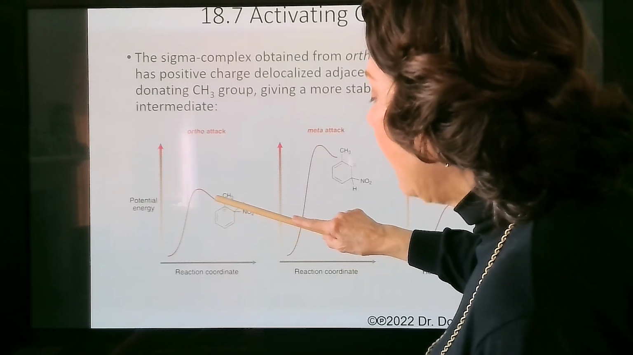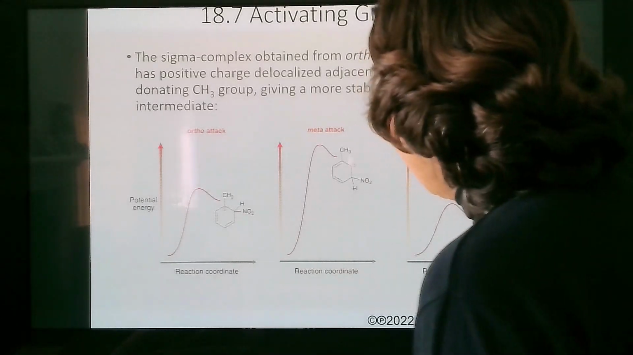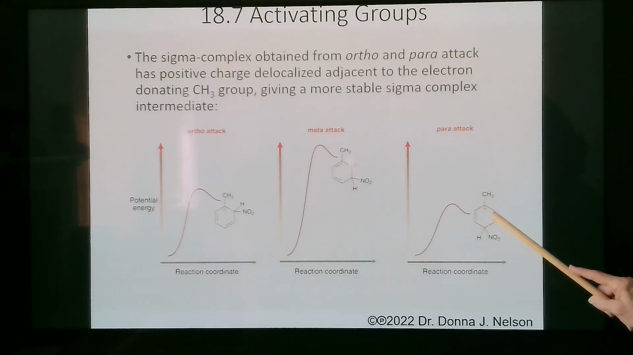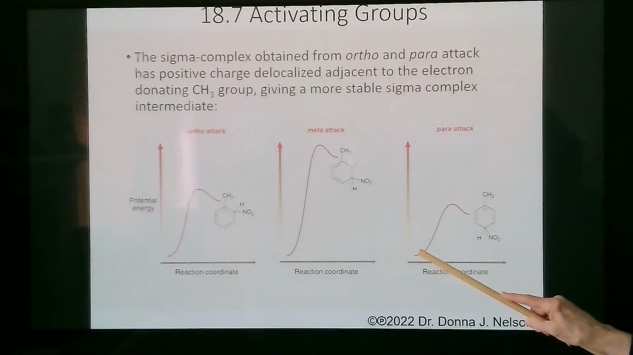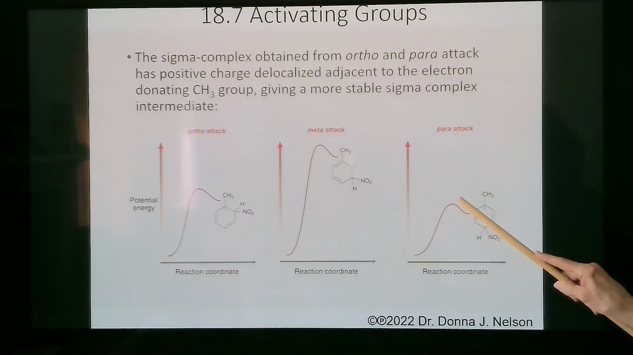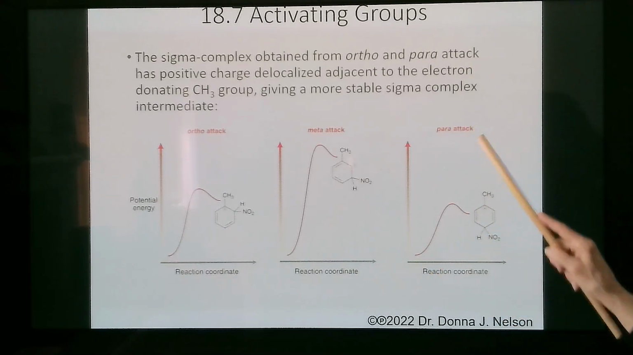So this carbocation is at an energy minimum. And similarly over here, this carbocation is at an energy minimum. This is the reagents, the reactants. This is the transition state, and this is the carbocation energy level. And so this is at an energy minimum. So this is for para attack.